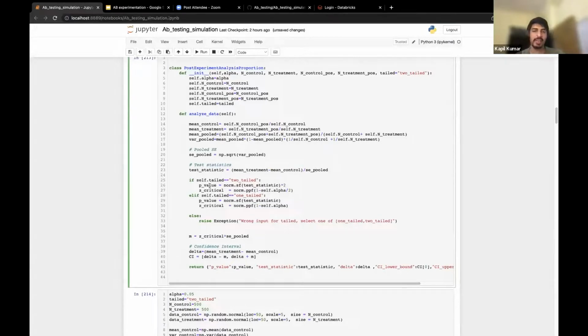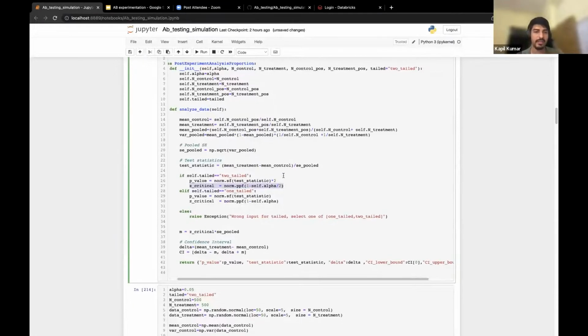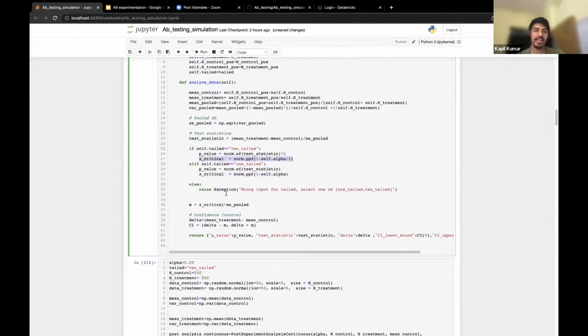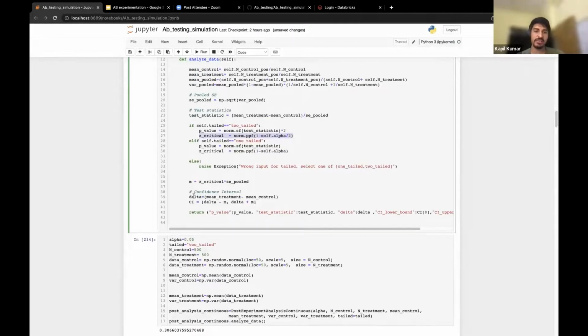And similarly, from the p-value, we can move on to z-critical. Basically, z-critical is the critical value for a given alpha that we are testing for. For example, in this case, we are testing for 0.05 alpha. So z-critical in this case would always be 1.96. Okay, right. So these things we get, and then we are just getting the delta, basically the observed impact or improvement that we are expecting, and we are creating the confidence interval on top of it.